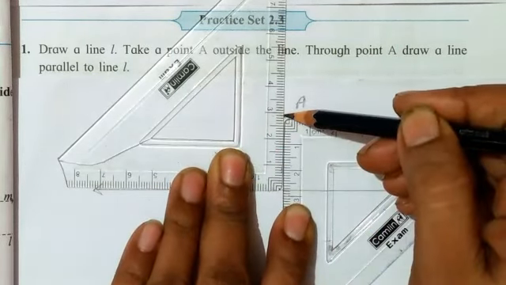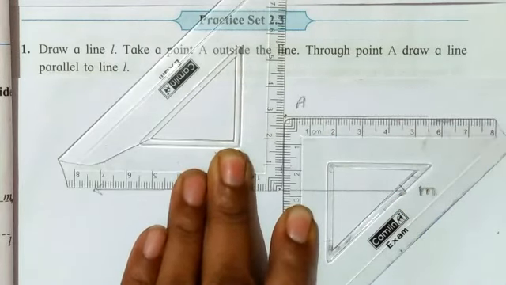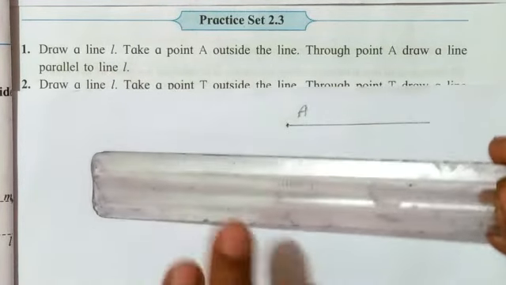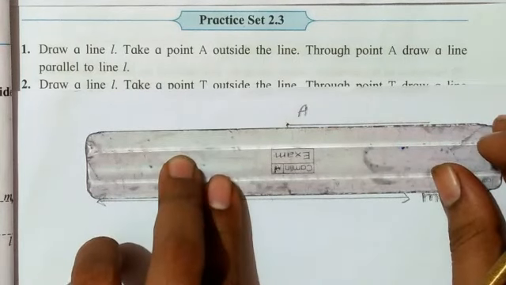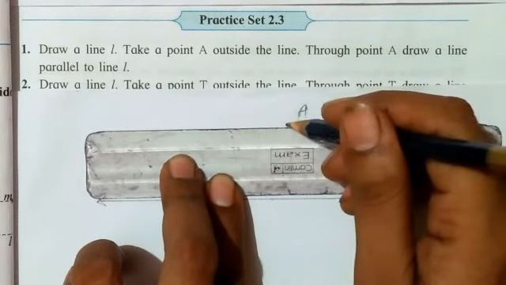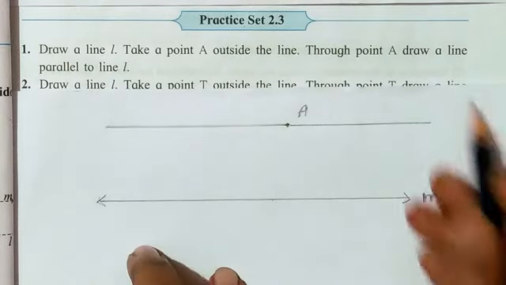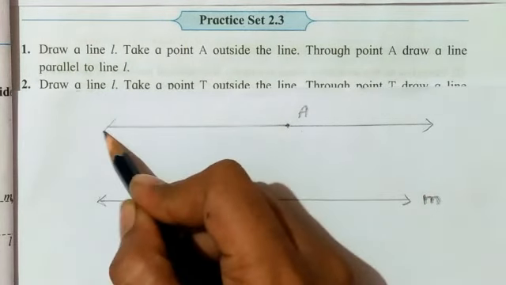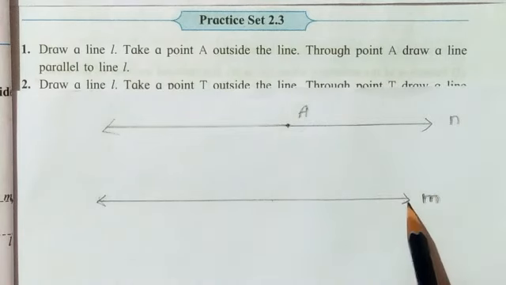Now in this way we have to draw the line on one side, and then with the help of a scale we have to continue it on the previous side. So in this way we get the line N, which is parallel to the line M, from the point A.